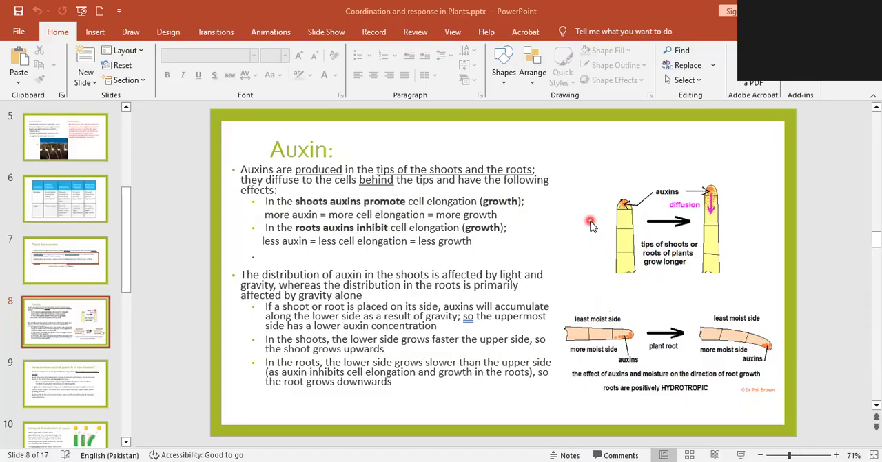However, there's an opposite effect in the root. In the roots, the auxin inhibits the cell growth. So there's less concentration. When there's less concentration, it allows the root tip to bend towards the gravity. Actually, what happens is that auxin promotes the growth of the plant in the upward direction.